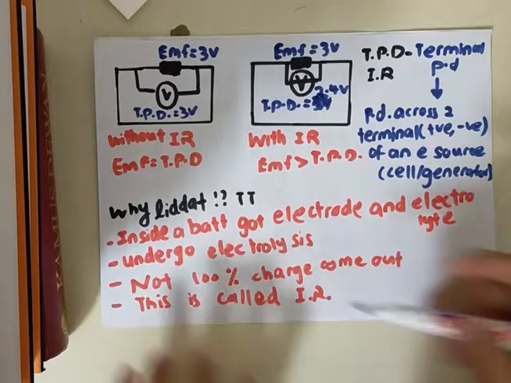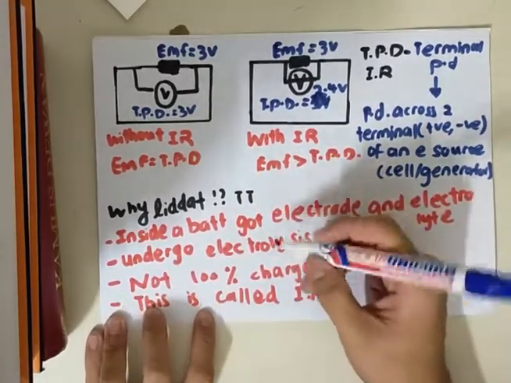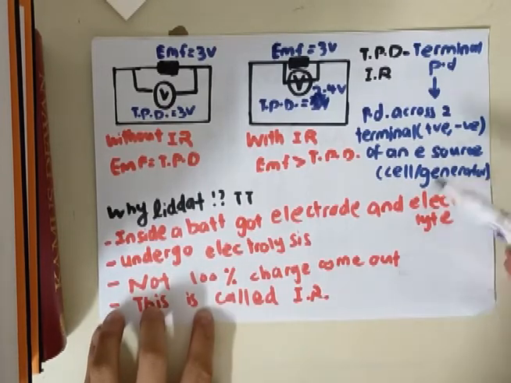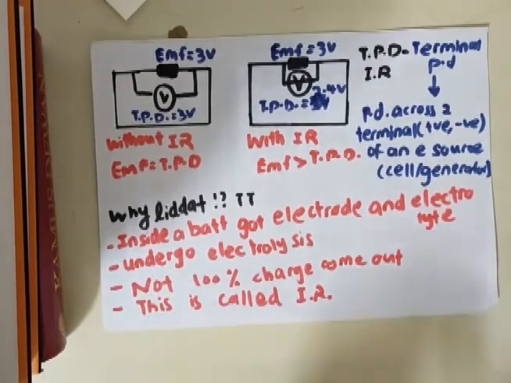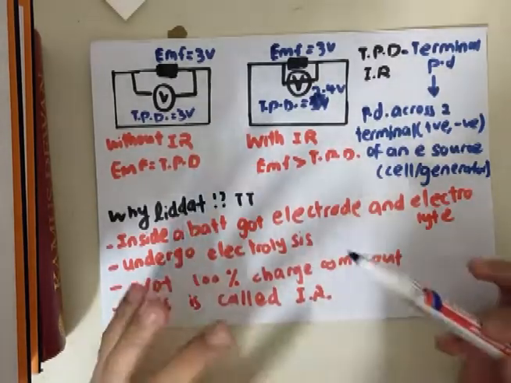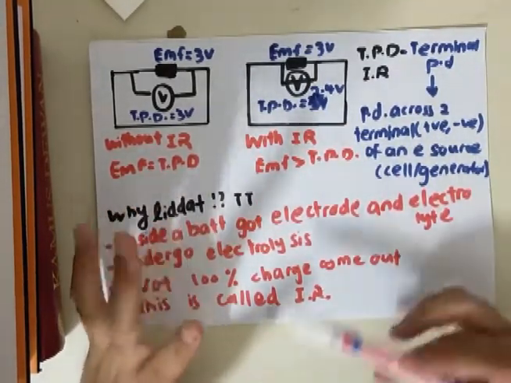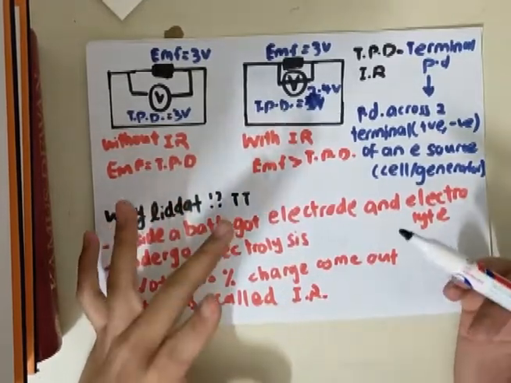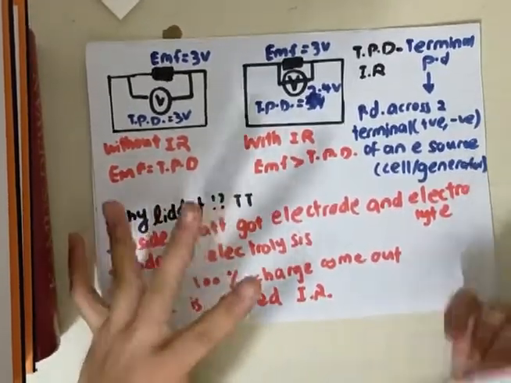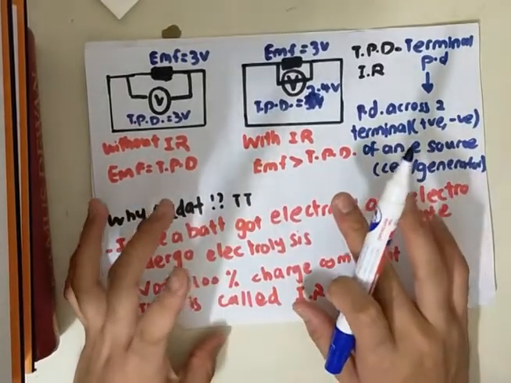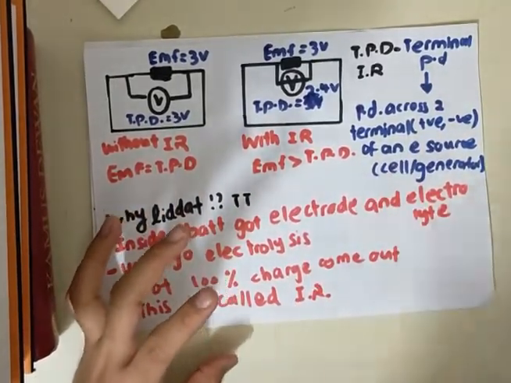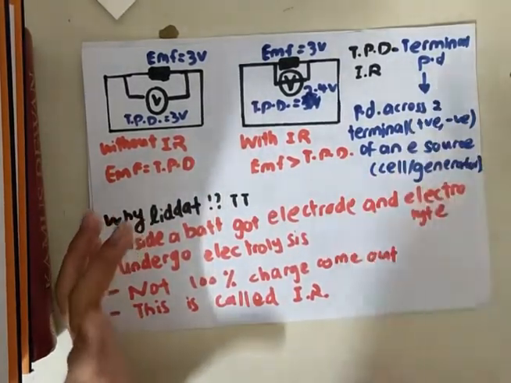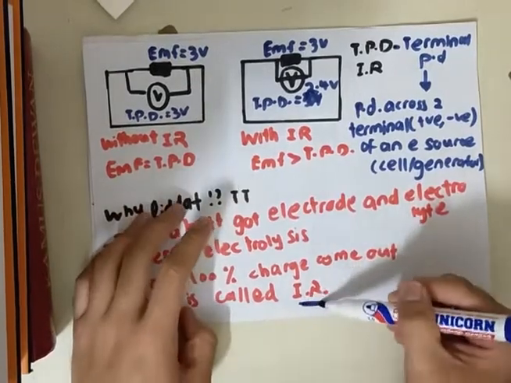You will definitely undergo electrolysis. Not really electrolysis, but inside a voltaic cell, it will produce electricity. During this process of producing electricity in a voltaic cell, there would definitely be resistance, as I've said. So whatever charge that comes out won't be 100%. The resistance that causes the charge released to not be 100% is called the internal resistance.